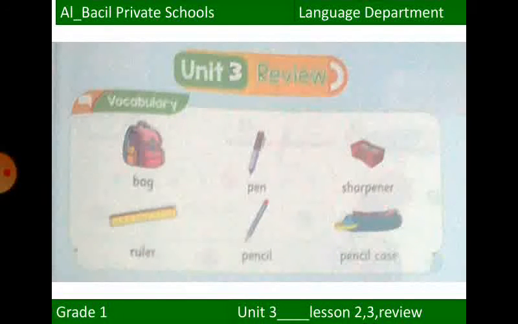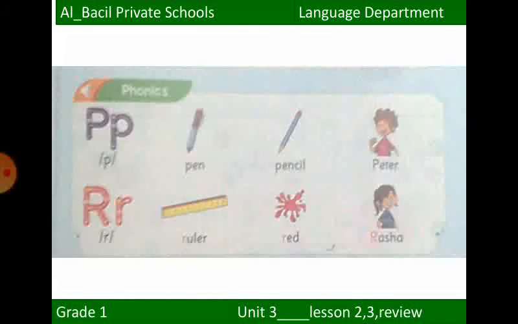Let's make a quick revision on unit 3. Repeat after me. Bag, pen, sharpener, ruler, pencil case. Excellent. We learned letter P and letter R. The sound of letter P is P, P, P. For example, P, pen, P, pencil, P, beater, R, ruler, R, red, R, Russia. Well done.